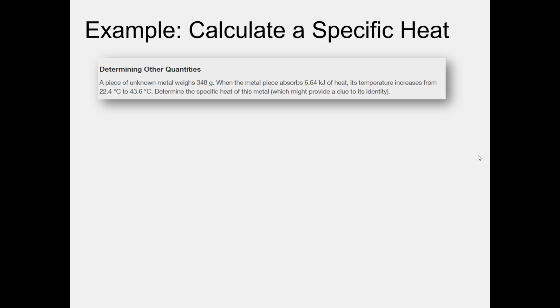We have a piece of an unknown metal weighing 348 grams. When the metal piece absorbs 6.64 kilojoules of heat, its temperature increases from 22.4 degrees Celsius to 43.6 degrees Celsius. We would like to determine the specific heat of the metal sample.